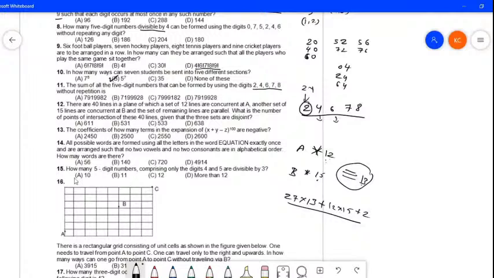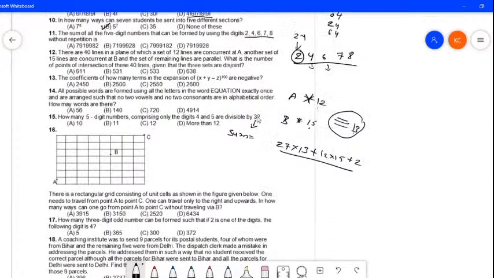Question number 15. How many 5-digit numbers comprising of only 4 and 5 are divisible by 3? The sum should be divisible by 3. So we have to take probably a combination of 4s or 5s, or we can see what can come from the combination of both. So accordingly we can find how many such numbers will be there.